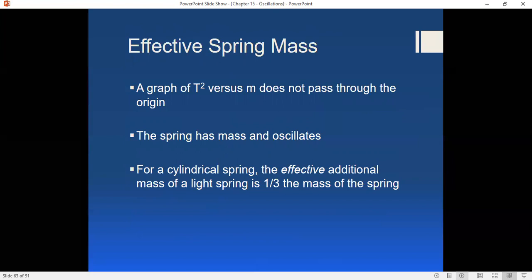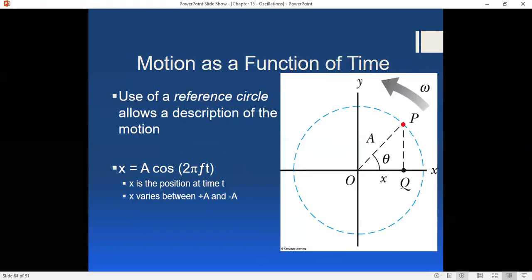That's about all I really can take away from this. A graph of T squared versus m doesn't pass through the origin because the spring has a mass and oscillates. I don't know how much that really adds to anything.